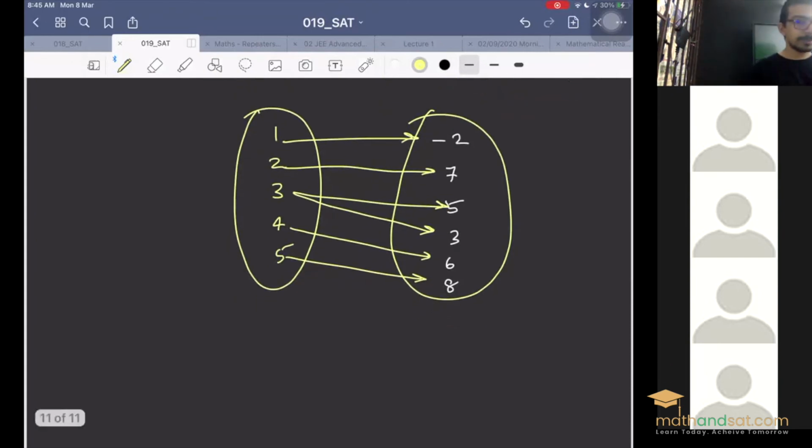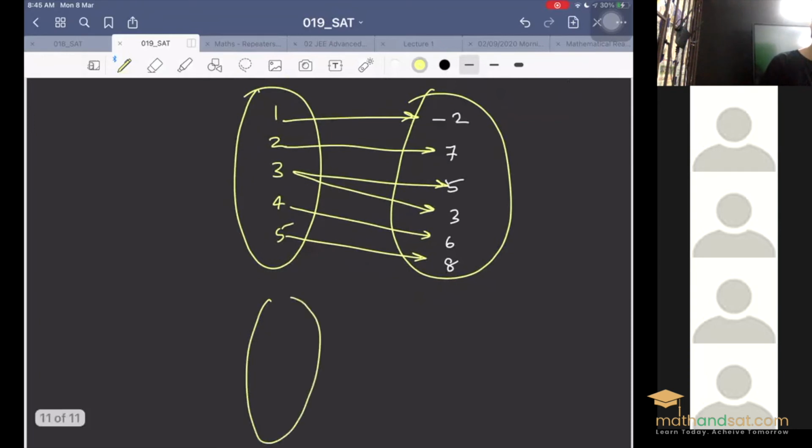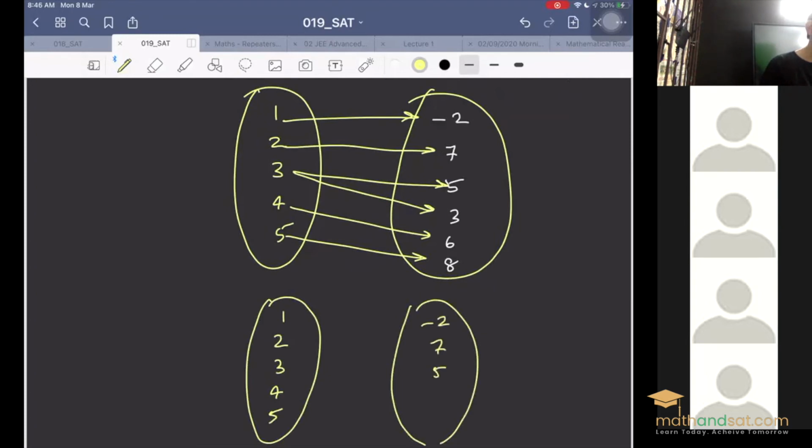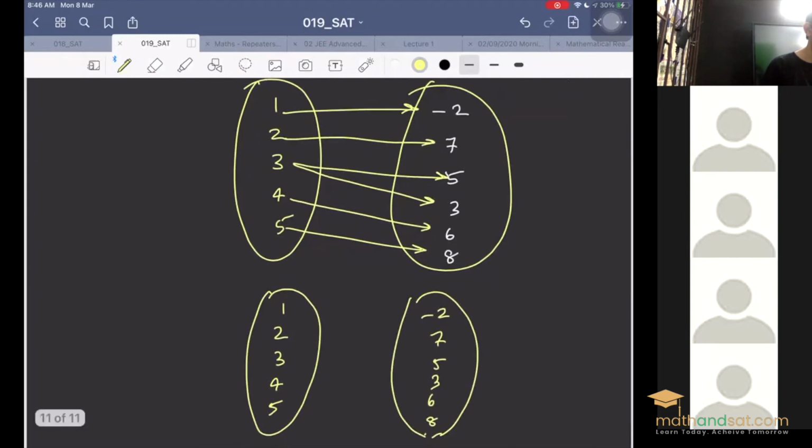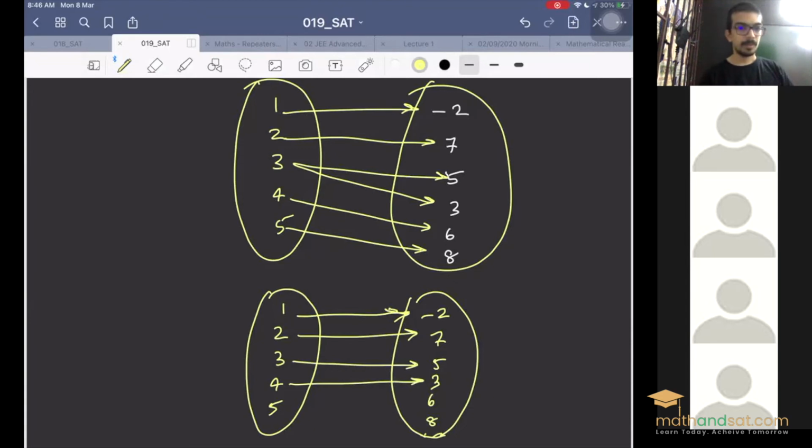Now, what about this thing? Take another example. 1, 2, 3, 4, 5, and -2, 7, 5, 3, 6, 8. I'm going to show you another mapping. Tell me what's wrong about this. Is this a function?